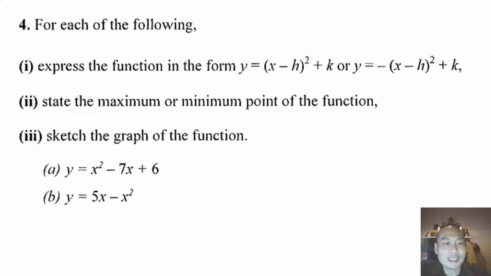So there are two functions over here. A is y equals x squared minus 7x plus 6. B is y equals 5x minus x squared. So for both of these examples, I want you to first of all express it in the completed square form, then state the maximum or minimum point, and then sketch it, right? So how do we do this?